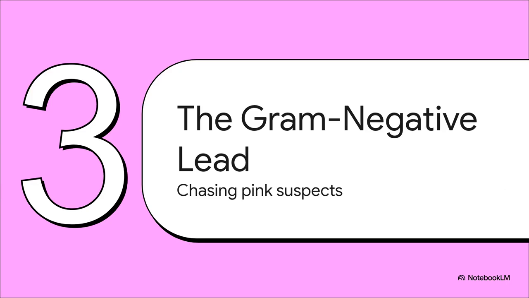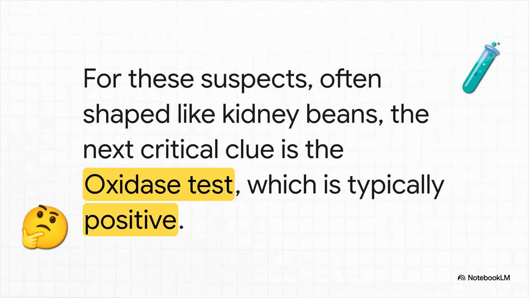All right, hit the rewind button for a second. What if our first stain came back pink? Well, now we're on the gram-negative trail, and this investigation is about to take a totally different, but just as interesting turn. The playbook's pretty similar here. We start with the shape. If we see gram-negative cocci, and they often pair up and look like tiny little kidney beans, our next move is the oxidase test.